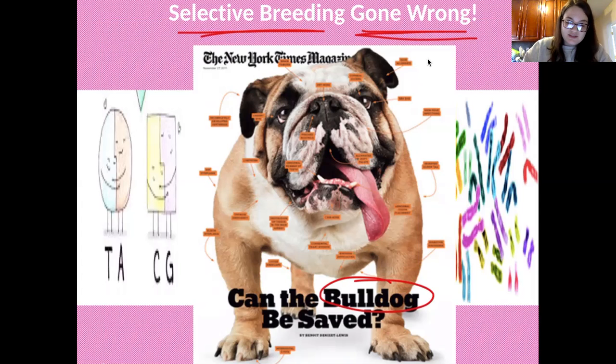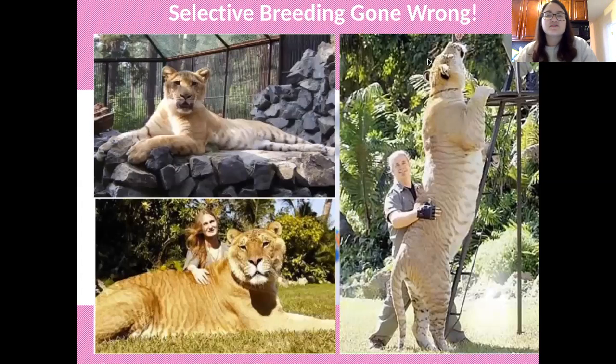Oh, bless the bulldog. All right, here's another example of how selective breeding can go wrong. These are examples of ligers. So when humans decide to mate together lions and tigers, we get what is called a liger. Now, one huge problem with ligers is that they are way too big. So they end up having a lot of health problems just because their anatomy can't support how big they become. Their organs can't keep up with how big they've become.